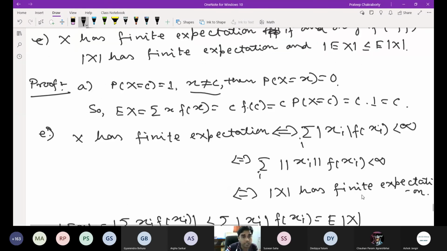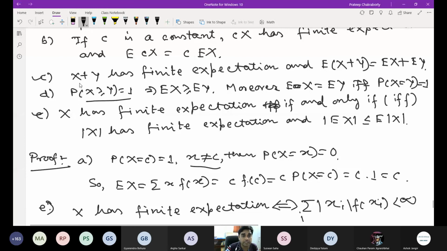Now we'll prove Theorem C. If X and Y have finite expectations, then X plus Y again has finite expectation, and E of X plus Y is equal to E of X plus E of Y. To prove this, we need some more things, which are called discrete random vector and joint density.